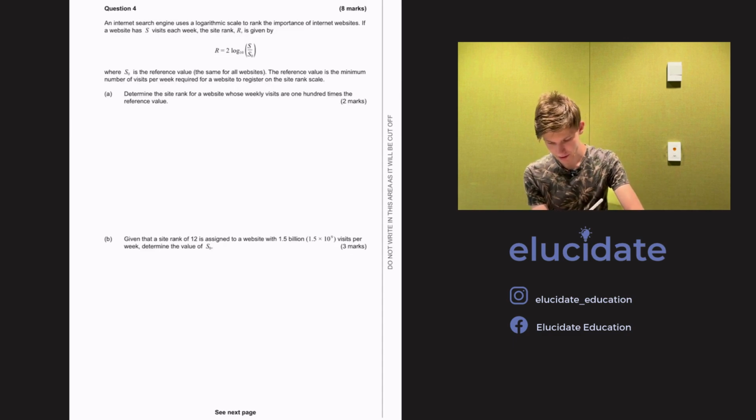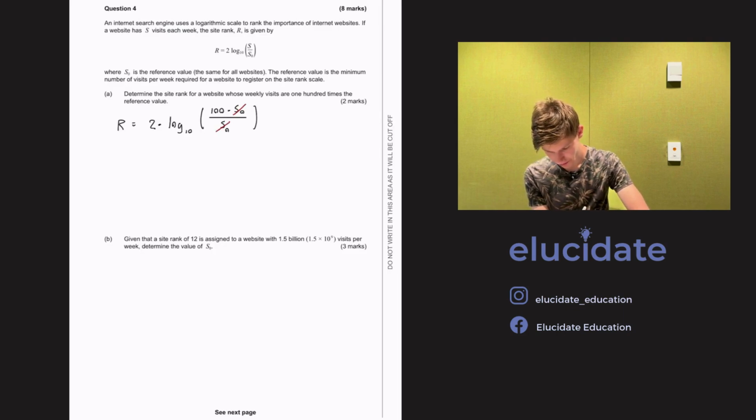So if we sub into that equation, we're going to have the rank R equals 2 times log 10 of 100 S0 over S0, where S0 is the reference value. Now these two are going to cancel out. We're going to end up with 2 times log 10 of 100. Now log 10 of 100, 10 to the power of 2 gives us 100, so we're going to end up with 2 times 2, which is the same as 4.